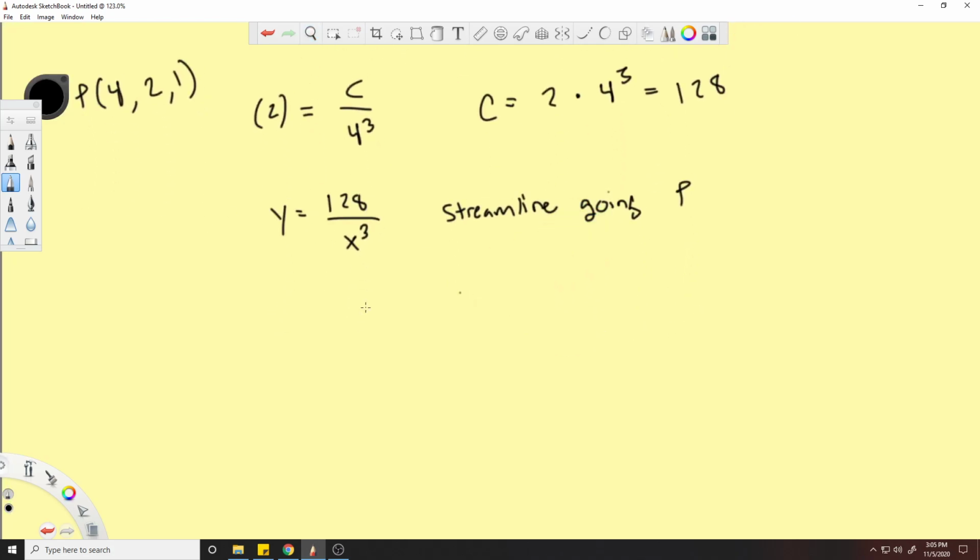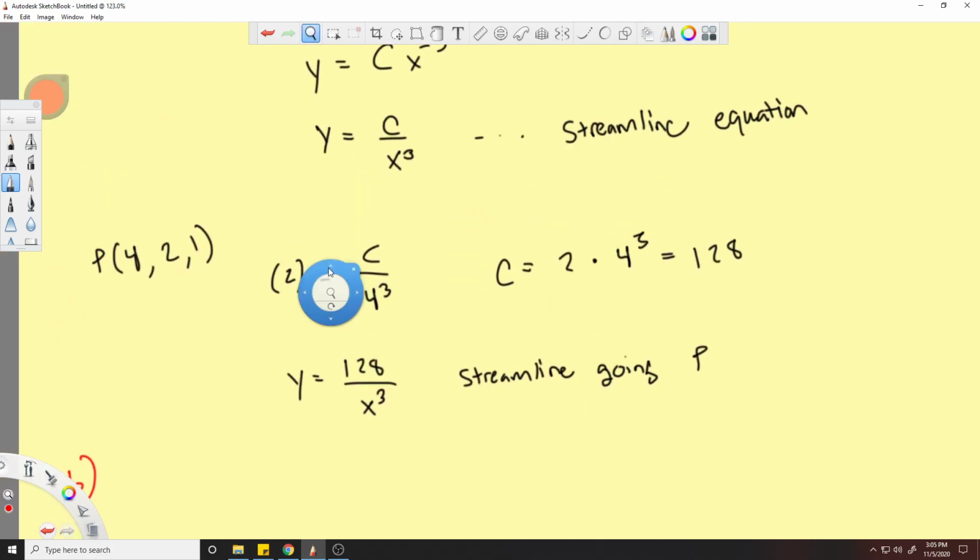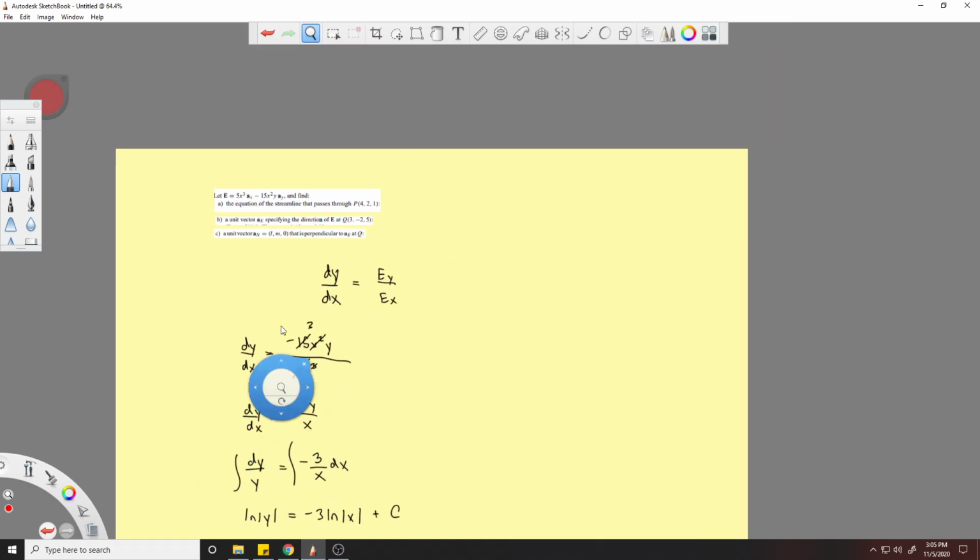Okay, so now on to part B. We want to find the unit vector specifying the direction of E at a new point Q. So now instead of a streamline, we just want to find the unit vector.